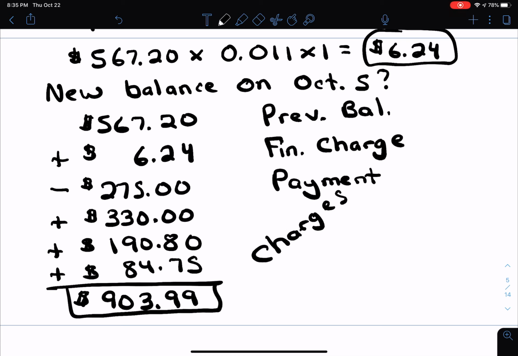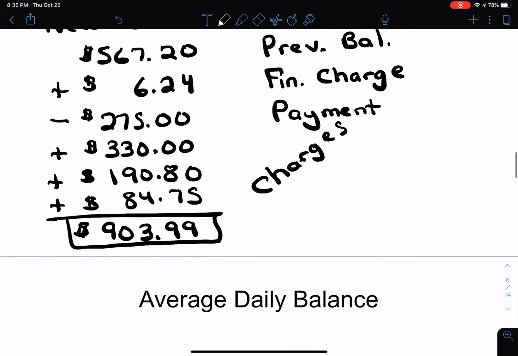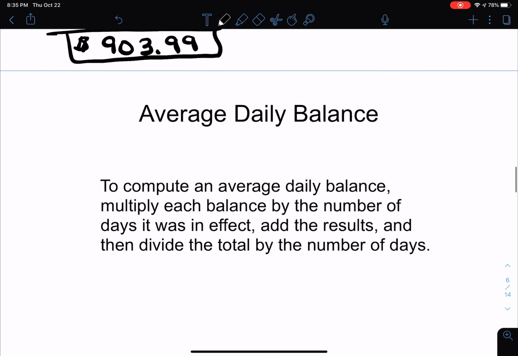So that's a way of figuring out your balance. You're going to have to read your terms and conditions to see if they use the previous balance method or not. They might not use that. It depends, but it should say in the print on your credit card statement, or on the website, or wherever you get your information about your credit card. Now, they don't all use the previous balance method.